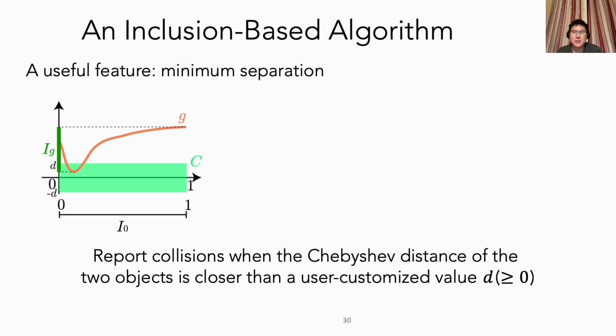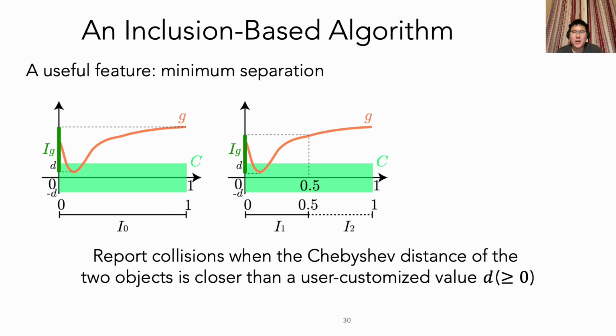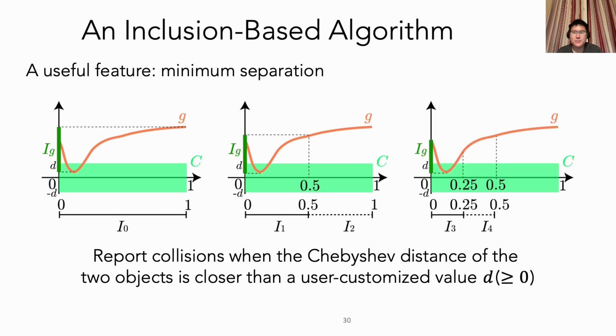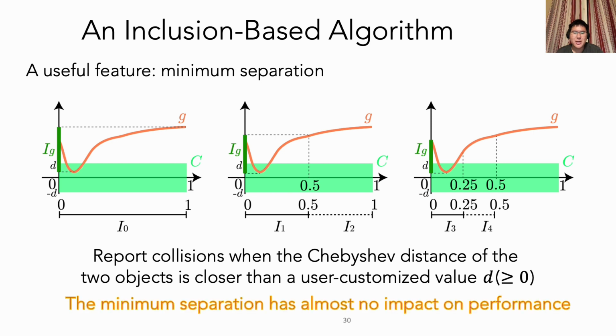Then we bisect the interval and recalculate the inclusion function to get more and more accurate results. What is more important is that it's almost free to enable minimal separation in our algorithm, unlike other methods, which usually require more complicated calculation.